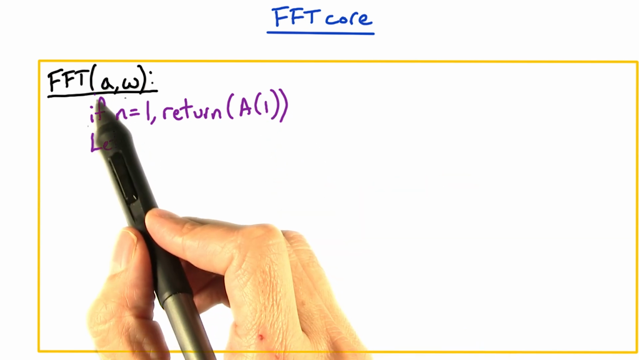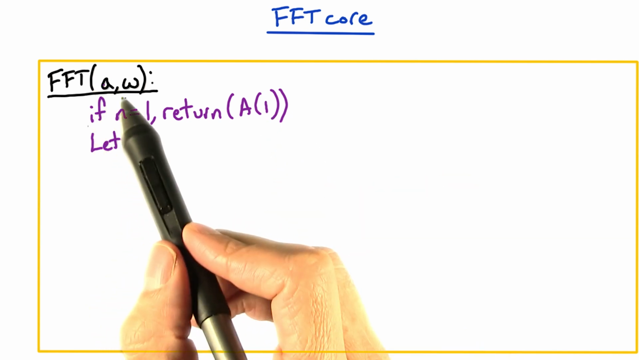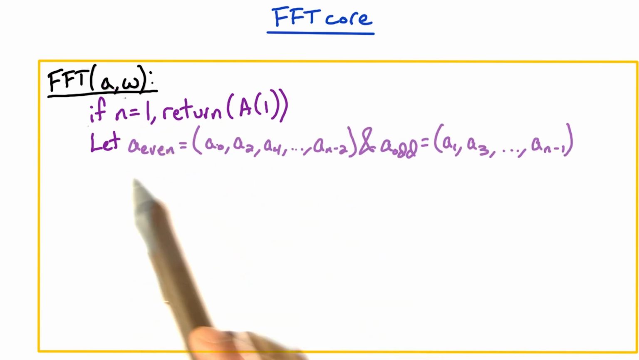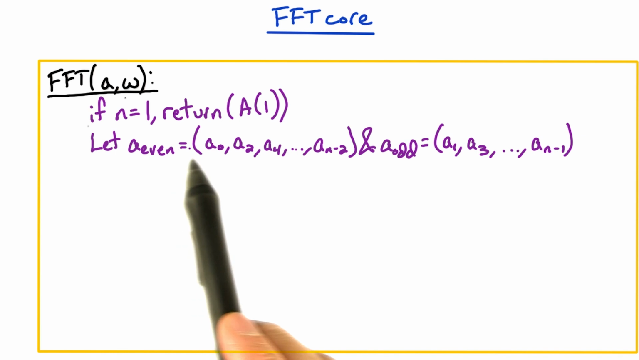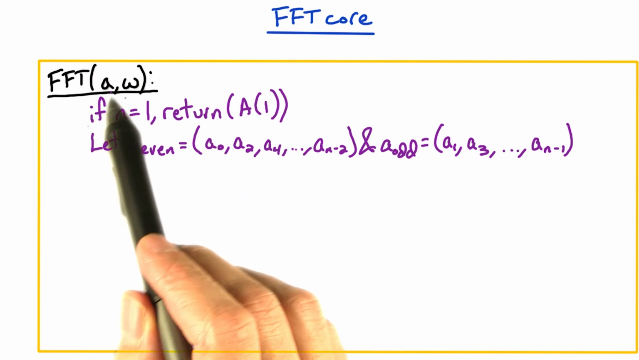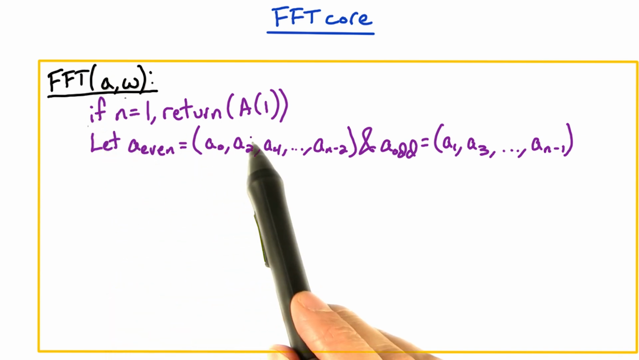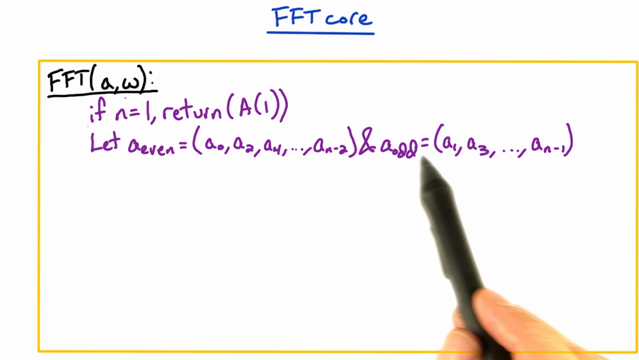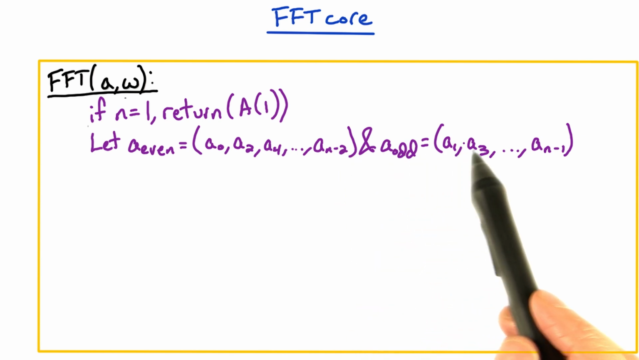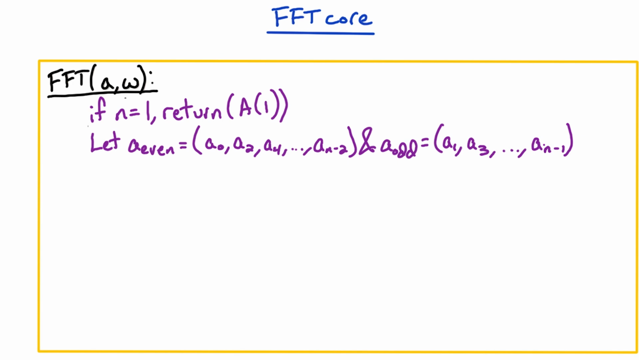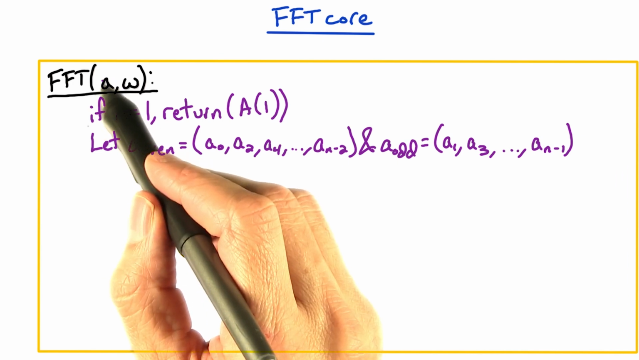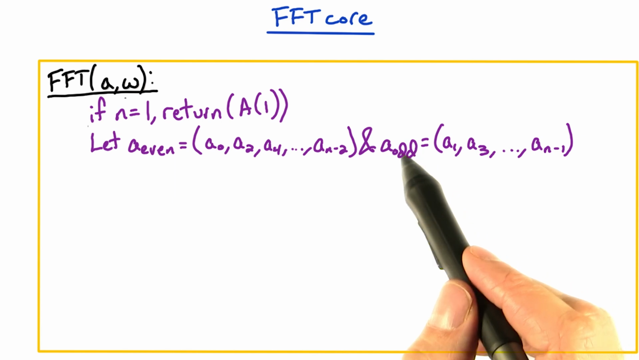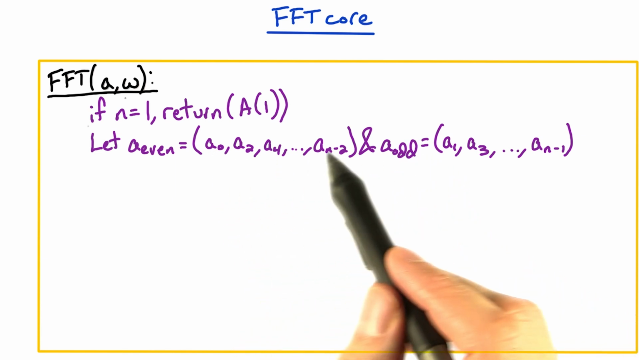Now we have to partition this vector a into a even and a odd. These correspond to the polynomials a even and a odd. So let a even, the vector a even, be the even terms in the vector a: a0, a2, a4 up to a_(n-2). And a odd are the odd terms: a1, a3 up to a_(n-1). The input vector a was a vector of size n. These two vectors, a even and a odd that we just defined, are vectors of size n over 2.